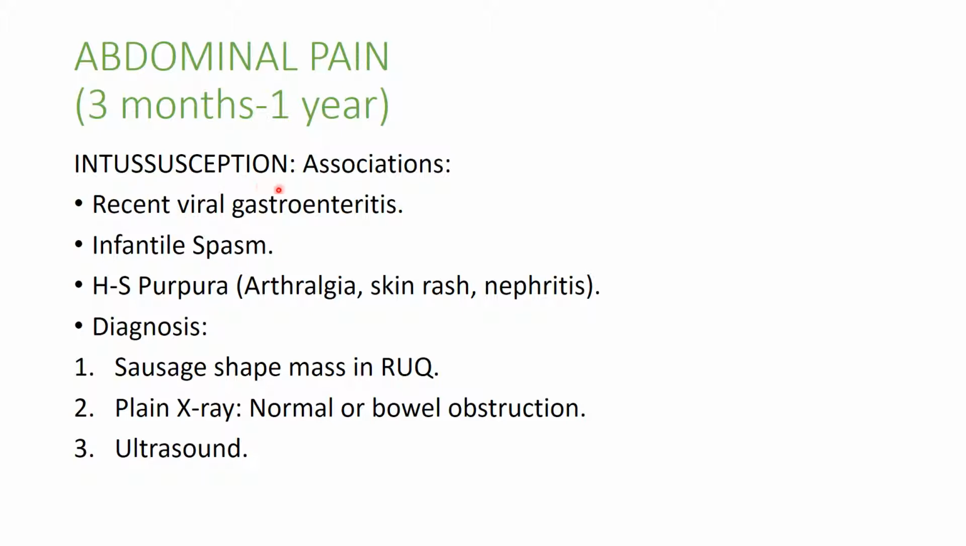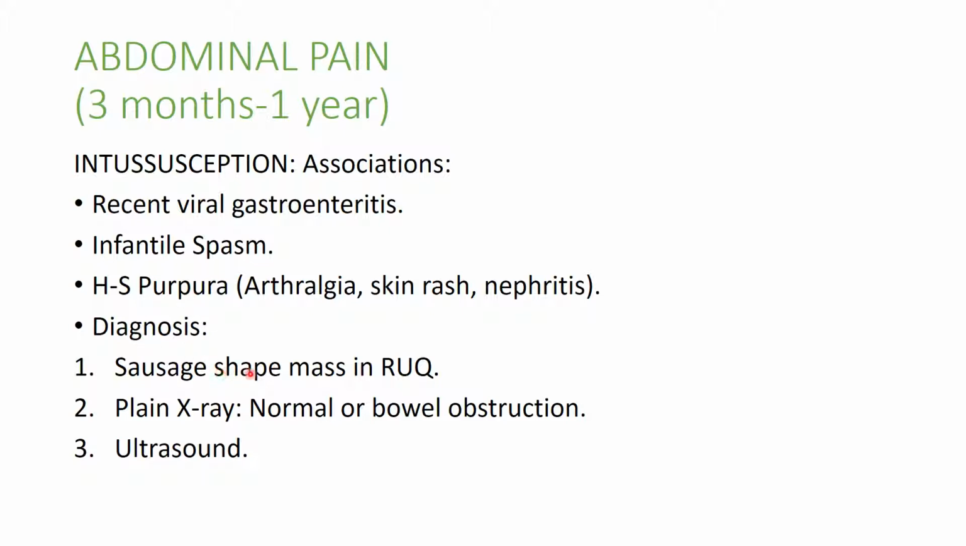Intussusception associations are recent viral gastroenteritis, infantile spasm, and Henoch-Schönlein purpura: arthralgia, skin rash, and nephritis. This is the triad of Henoch-Schönlein purpura.